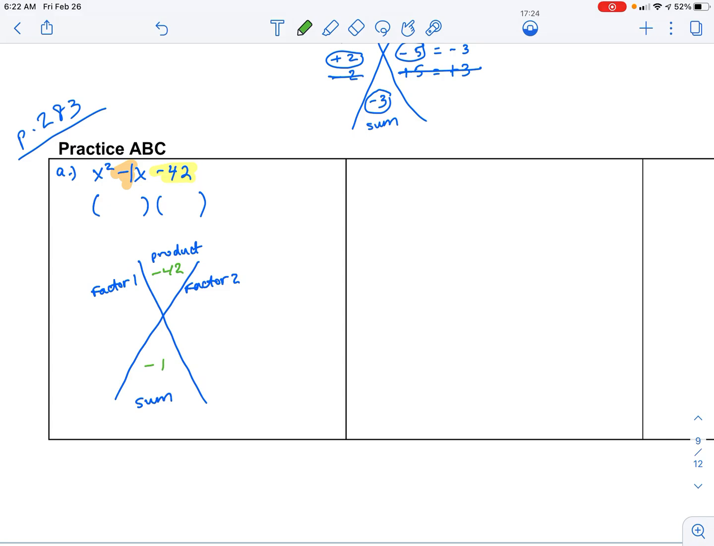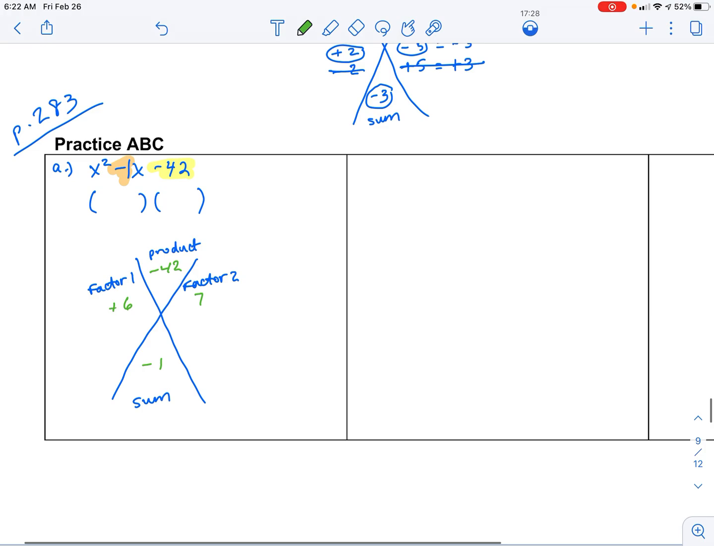All right, so let's figure it out. We have lots of factors of 42, but the first ones that come to my mind are 6 and 7. One of them must be positive and one of them must be negative. When I add them together, they must give me the sum of negative 1. So do they? Plus 6 minus 7 does give me negative 1, doesn't it? So that looks like that's going to be our pair that we want right here.